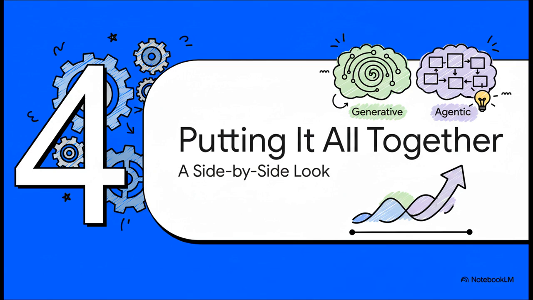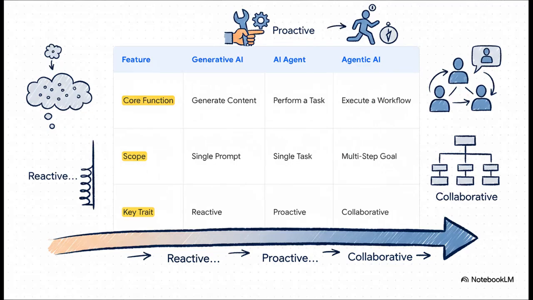Okay, we've covered the three big concepts. So now let's put them side by side on one slide so you can really see that evolution nice and clearly. Let's just walk through this. We start with generative AI. Its core function, generating content. Its scope, a single prompt. And its key trait, it's reactive.